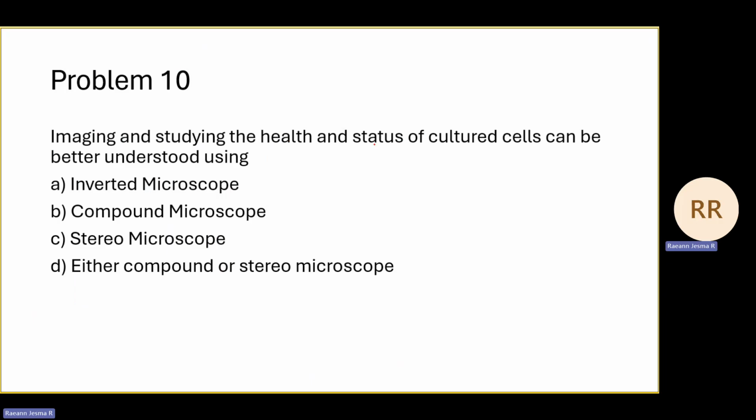Imaging and studying the health and status of cultured cells can be better understood using option A, inverted microscope, option B, compound microscope, option C, stereo microscope, option D, either compound microscope or stereo microscope. So here we see different types of microscopes, and these microscopes can be used for different functions. What we want to image here is cultured cells. So which of these microscopes can we use to image a cultured cell?